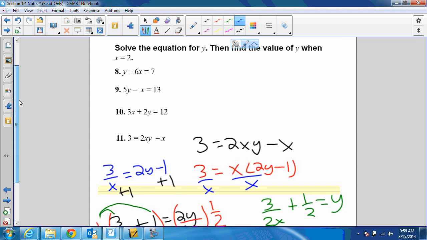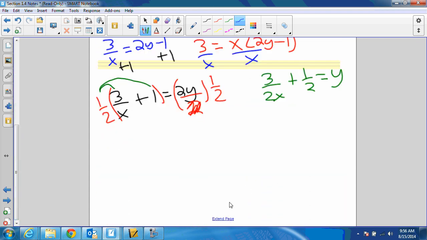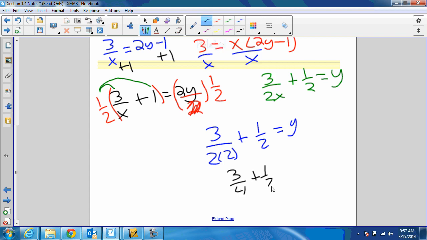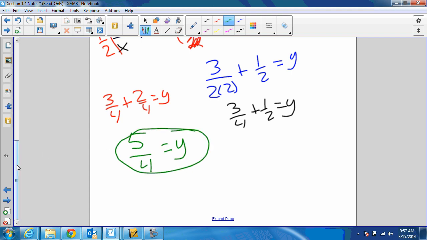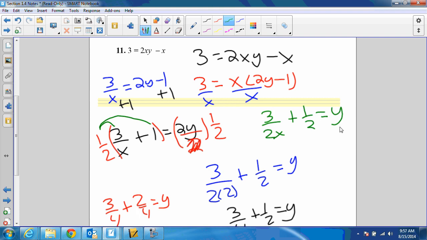Then we'd have to plug in 2 for x, so we'd have 3 over 2 times 2 plus 1/2 equals y. 2 times 2 is 4, so we have 3/4 plus 1/2 equals y. If you need to add fractions, you've got to have the same denominator. 1/2 is the same as 2/4, so we multiply that by 2. So 3/4 plus 2/4 equals y. And then the last step, 3/4 plus 2/4 is 5/4 equals y. So that would be your answer.